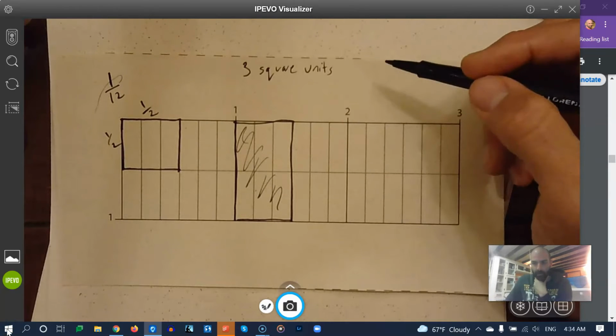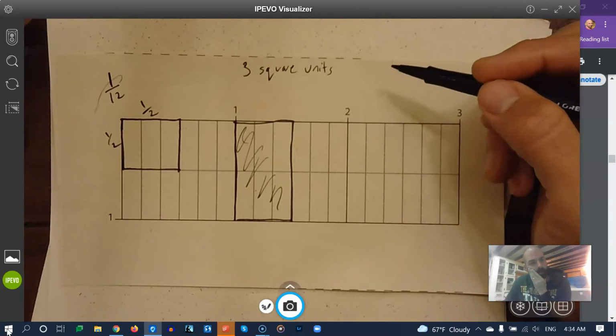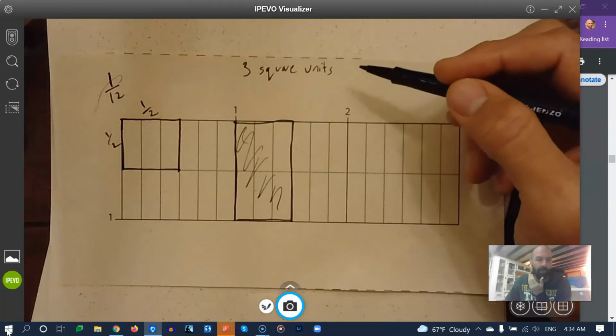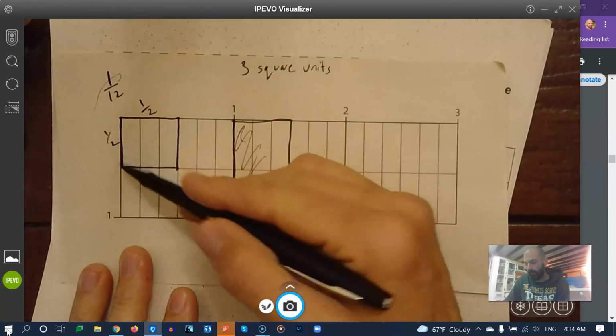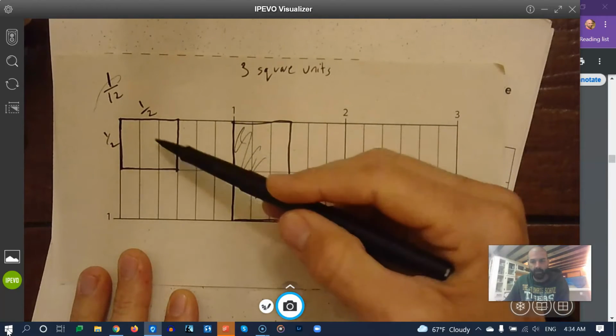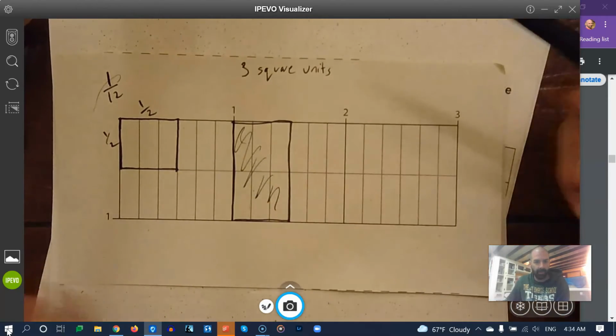All right, what about an array with 1/4 square unit? Hopefully you know we already did that. We did that right here. So this is a 3/12, which is 1/4, so a 1/2 by 1/2.